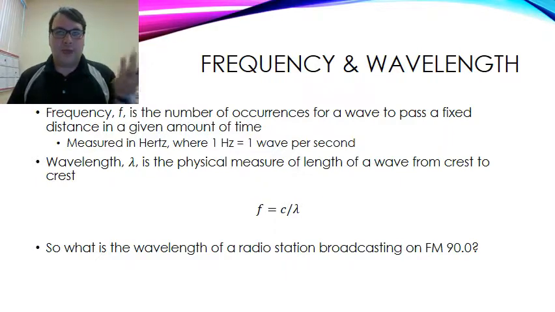What we see is that a higher frequency requires a shorter wavelength. Okay, so let's take a quick example, just a quick calculation check. If I'm looking at the wavelength of a radio station that is broadcasting on FM 90.0, what is the wavelength? Okay, well, that's an easy calculation. We know the frequency is 90.0 megahertz, correct?